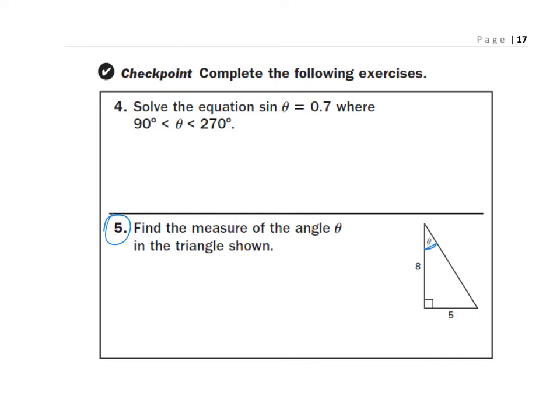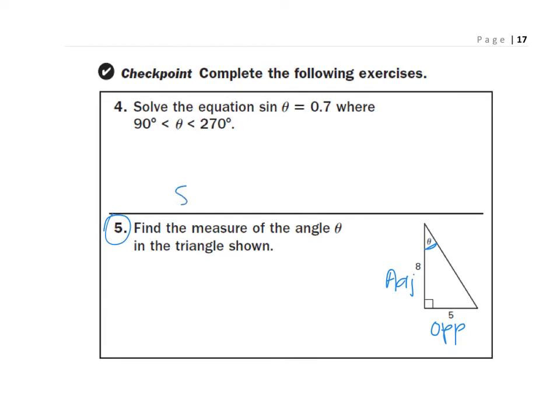I'm going to start by labeling the sides. So 5 is across from the theta, so 5 is the opposite. 8 is right next to the angle, so 8 is adjacent. The other side is the longest, that is the hypotenuse, but because it doesn't have any numbers on it, we don't need to use anything with that angle.